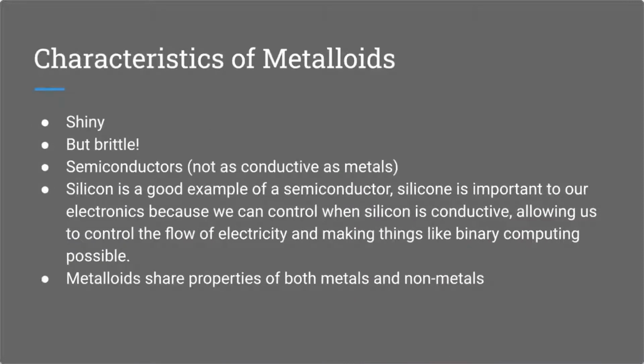All right, so some of the characteristics of metalloids are kind of taken from both metals and nonmetals. So they're shiny, but as you saw in that last slide, we had some metalloids that were very brittle. That means they broke apart very easily. Metalloids are semiconductors. So that means that they're not as conductive as metals, but they're also not terribly bad at being conductive with electricity or heat.